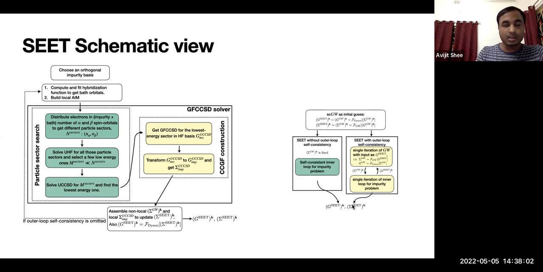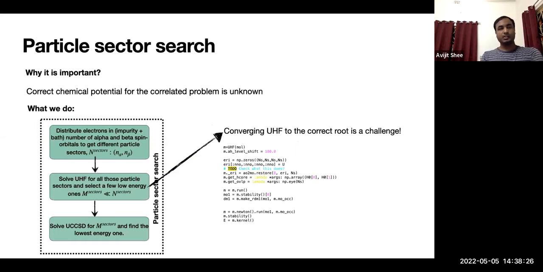For the coupled cluster solver, both this particle sector search and the coupled cluster Green's function construction step are different with respect to exact diagonalization or other methods. So I'll be discussing some peculiarities with respect to these.